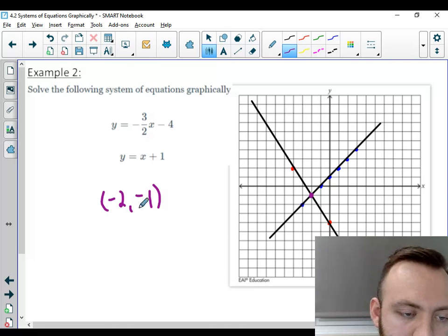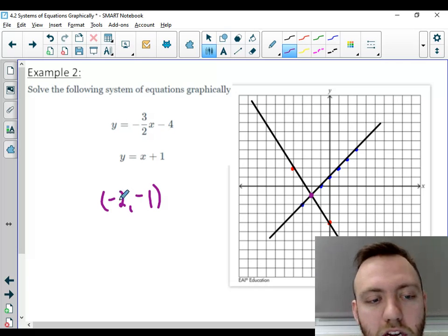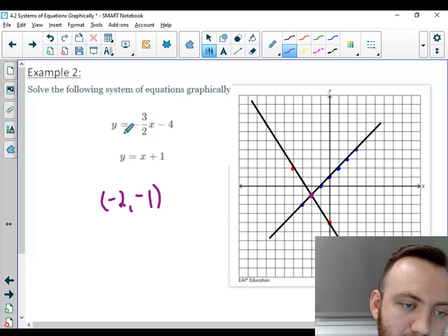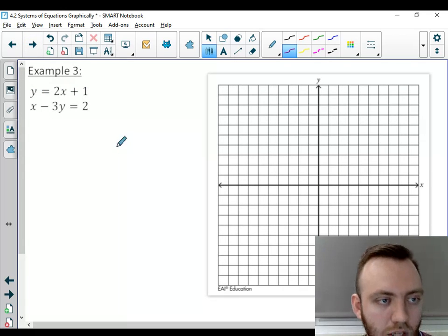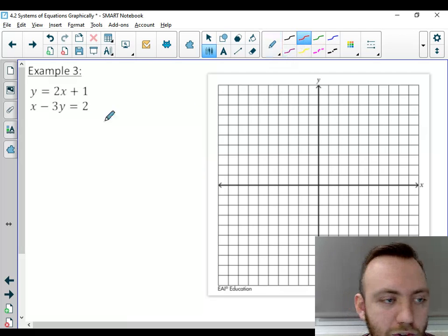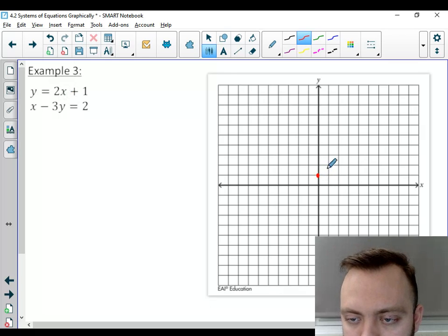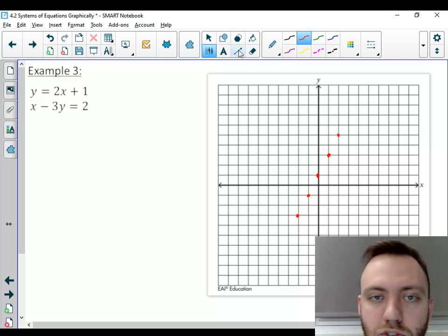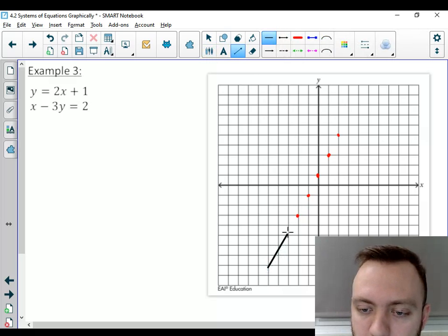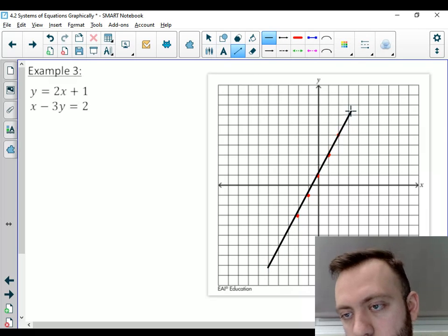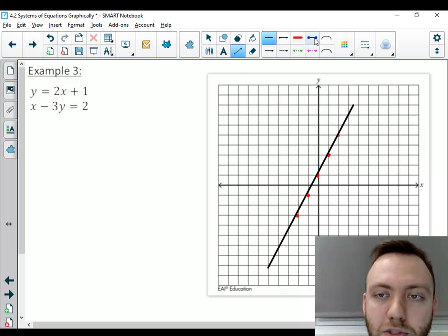Both of these satisfy these equations, right? And if you ever wanted to check, you could plug negative 2 in for x and negative 1 in for y for each of these and make sure that they work. So same thing for this one. Let's just keep going. Y equals 2x plus 1, so plus 1, and then 2x, we're going to have a slope of 2, right? I'm going to do my best to draw a line here. That looks pretty good, actually. I'm not going to worry too much about it.